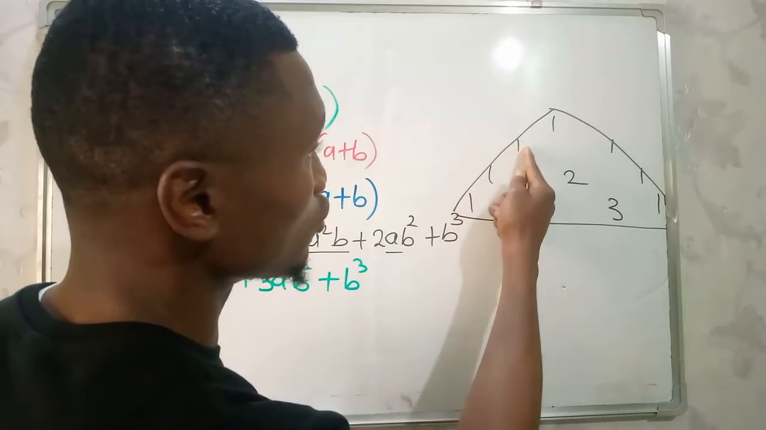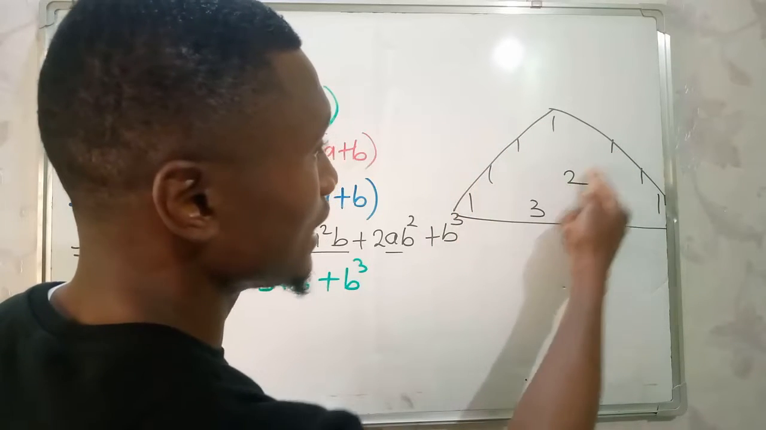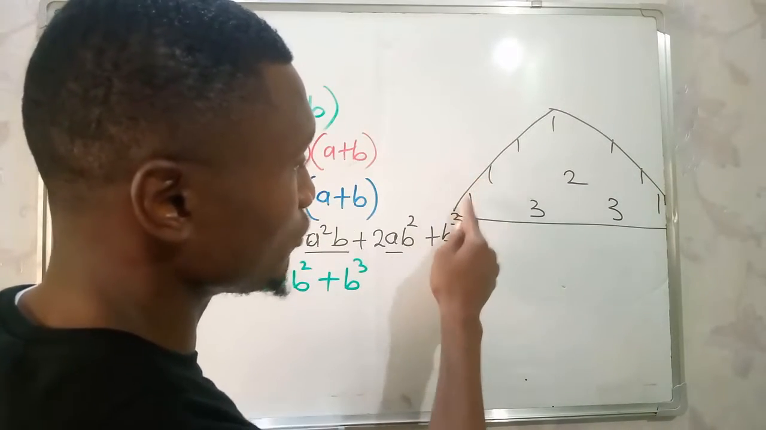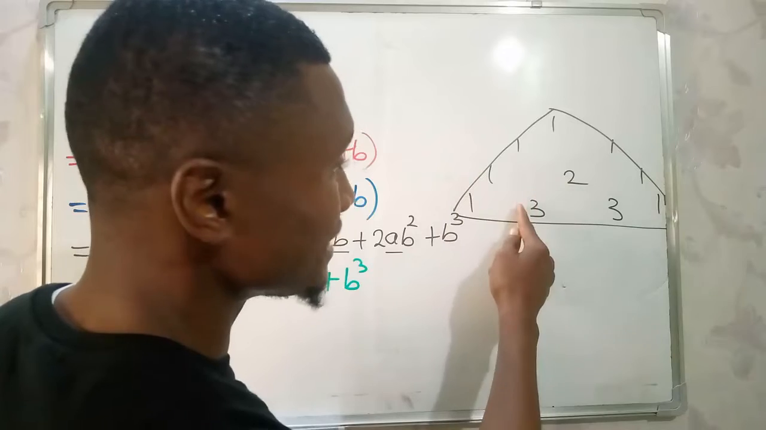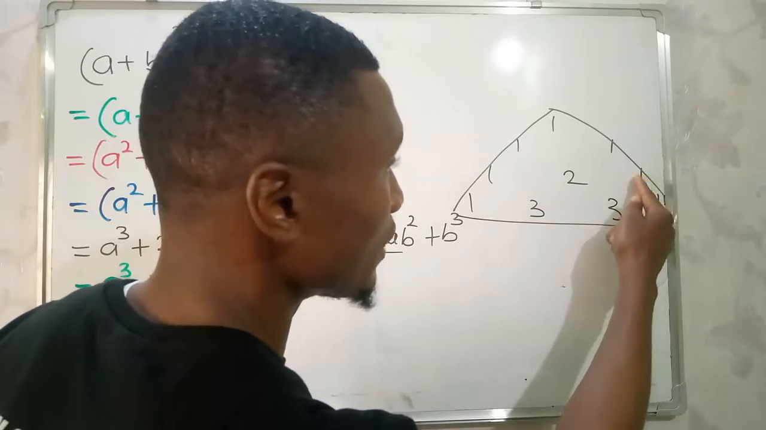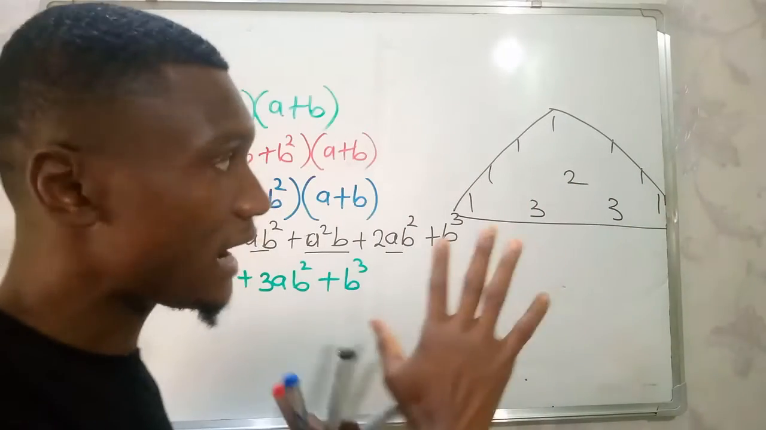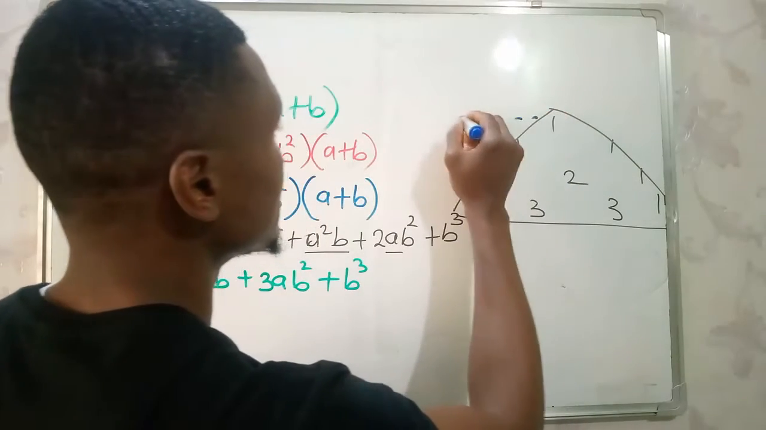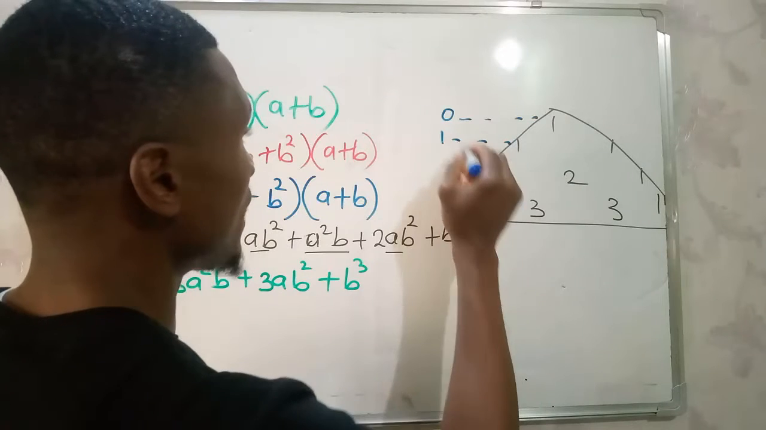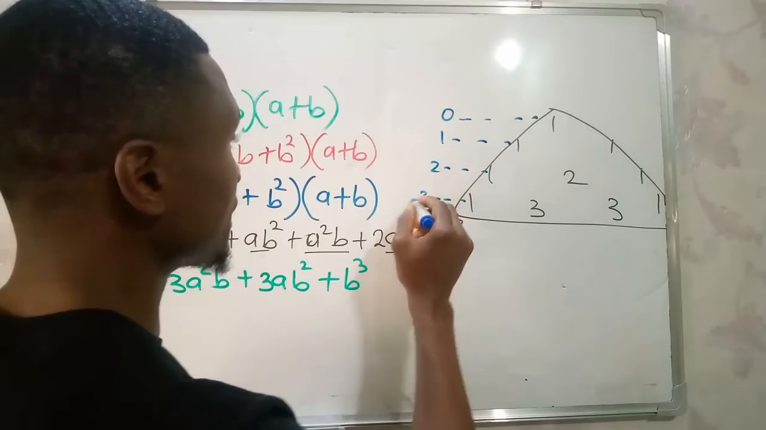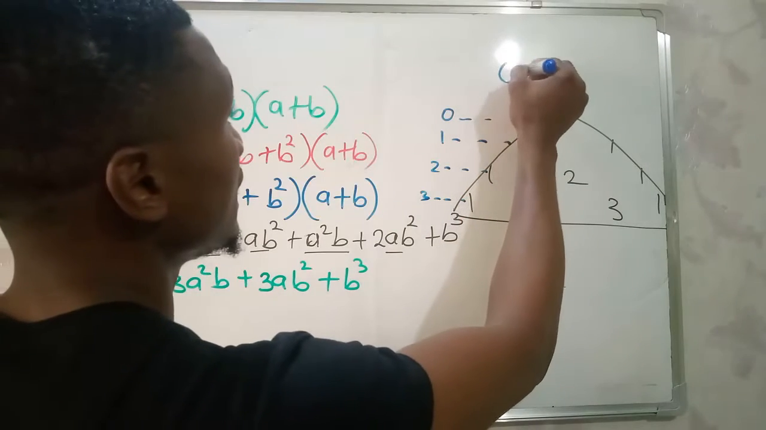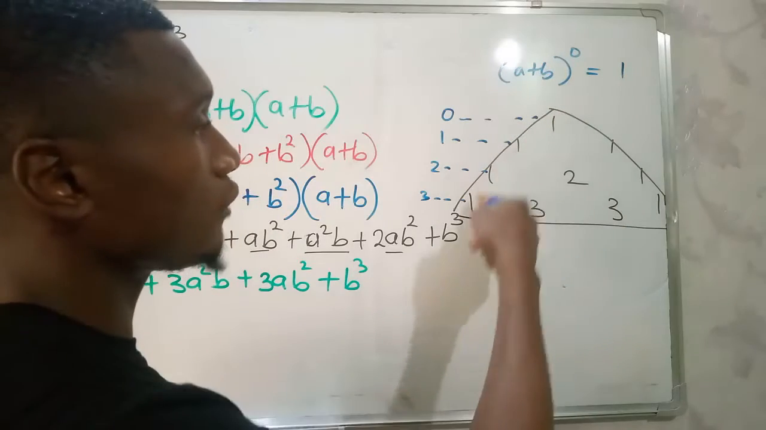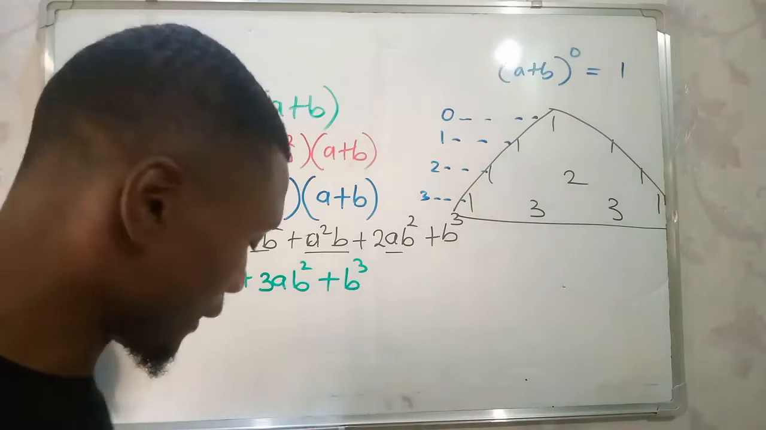Now, here is 0. 0 plus 1 gives me 1. 1 plus 1 gives me 2. And then 1 plus 0 gives me 1. I move to the last one. This now, 0 plus 1 gives me 1. 1 plus 2 gives me 3, 2 plus 1 gives me 3, and then 1 plus 0 gives me 1. This is how I got this triangle, where if we look at this carefully, you will see that here stands for power 0, here is power 1, here is power 2, and then here is power 3. So if we have a plus b all power 0, the answer is going to give us 1. All of these things we have here are coefficients.